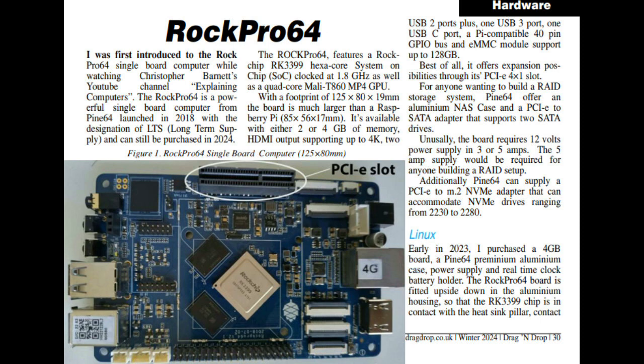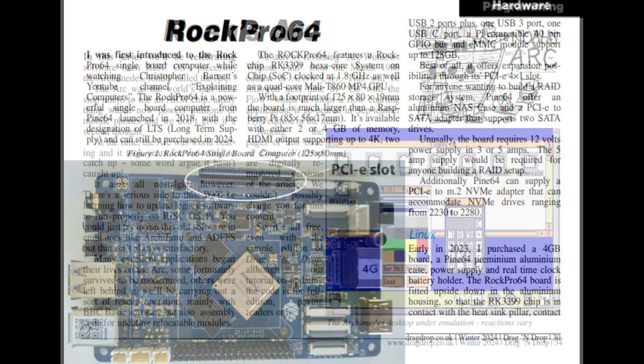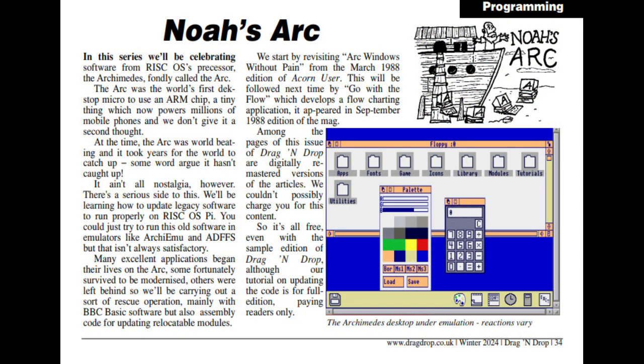Then we've got something about revisiting the original Archimedes programs from way back when, which nowadays, if you're lucky, you can get them running on an emulator, but that's not always really satisfactory. So this is a tutorial series about going back and updating programs and learning about programming while you're doing it. There's a program from Acorn User in there that has been polished off and made to run on Raspberry Pi.